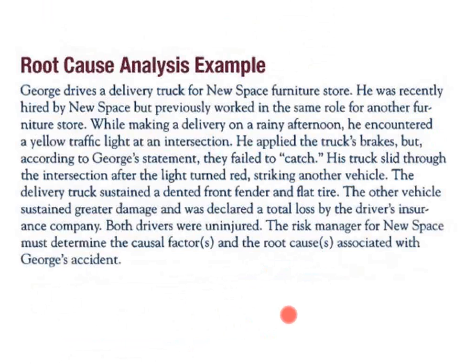The example they give in the book, and I'll just read this briefly: George drives a delivery truck for New Space Furniture Store. He was recently hired by New Space, but previously worked in the same role for another furniture store. While making a delivery on a rainy afternoon, he encountered a yellow traffic light at an intersection. He applied the truck's brakes, but according to George's statement, they failed to catch. His truck slid through the intersection after the light turned red, striking another vehicle. The delivery truck sustained an indented front fender and a flat tire. The other vehicle sustained greater damage. Both drivers were injured, and the risk manager from New Space must determine the causal factors.